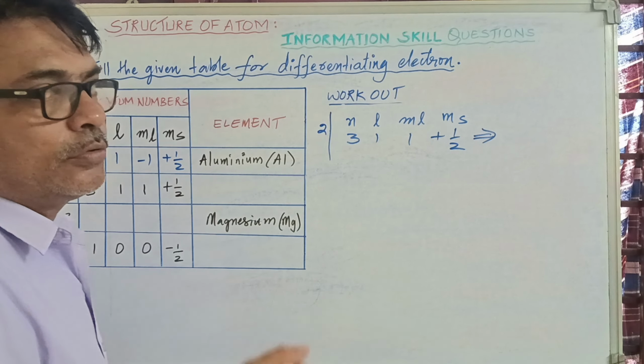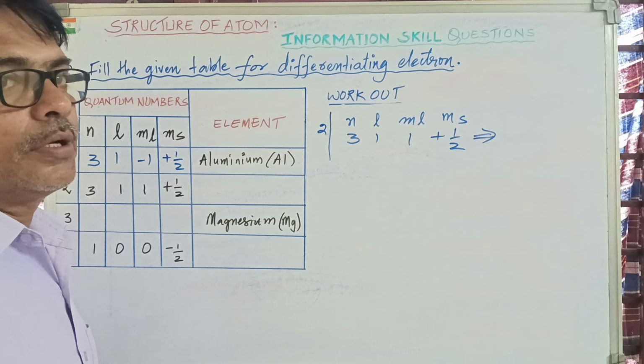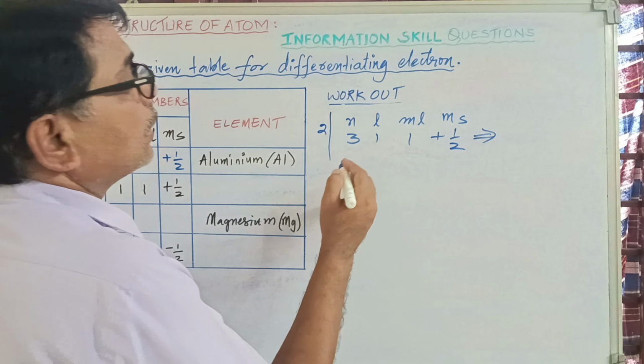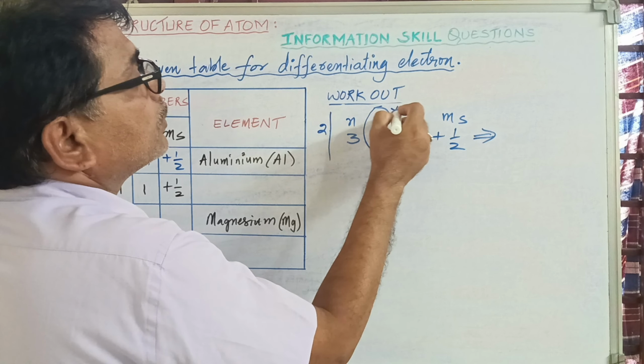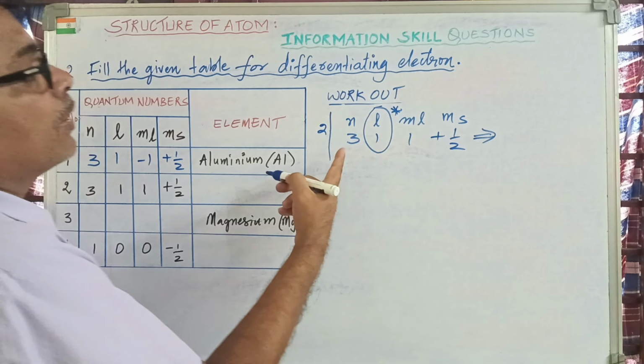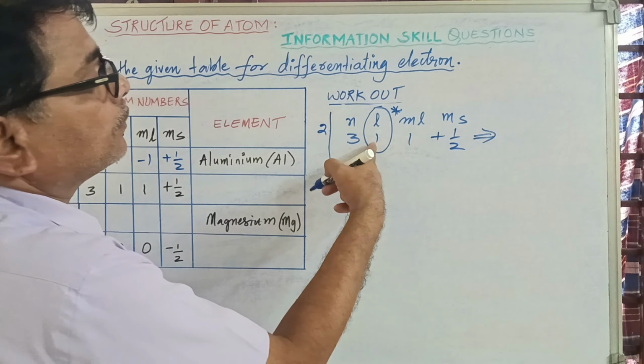That means the first thing you should know is the electronic configuration. Now we'll see how to find its electronic configuration. You should start from here. Dear students, I am telling you very clearly that you should start from here.